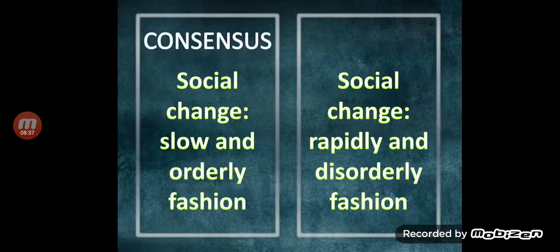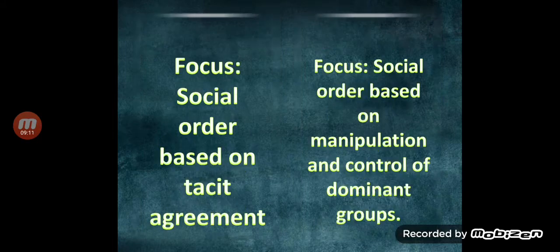Next one. When we are talking of social change, for consensus, it is a slow and orderly fashion. Meaning, if you will initiate a change in a certain group, you do it slowly so that everyone can follow and understand it. But if that change will be imposed rapidly and disorderly, conflict will surely occur. So that is it. Okay, next one.